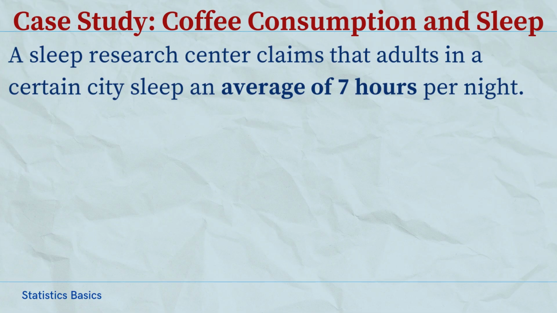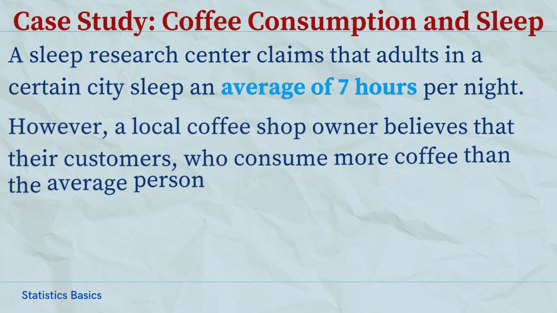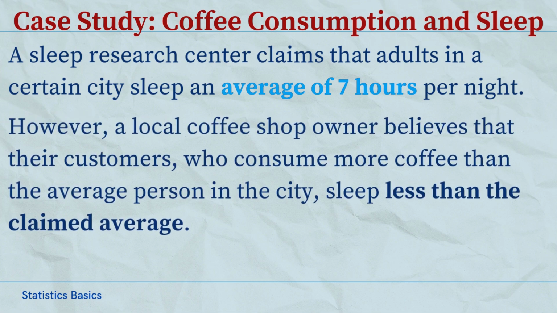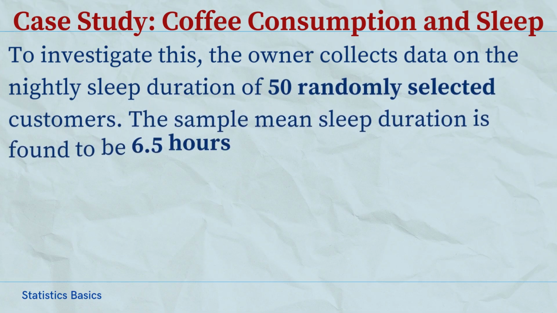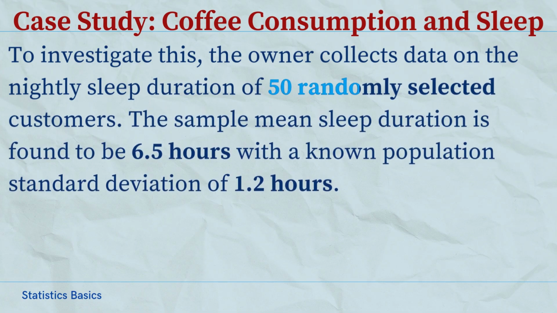A sleep research center claims that adults in a certain city sleep an average of 7 hours per night. However, a local coffee shop owner believes that their customers, who consume more coffee than the average person in the city, sleep less than the claimed average. To investigate this, the owner collects data on the nightly sleep duration of 50 randomly selected customers. The sample mean sleep duration is found to be 6.5 hours with a known population standard deviation of 1.2 hours.